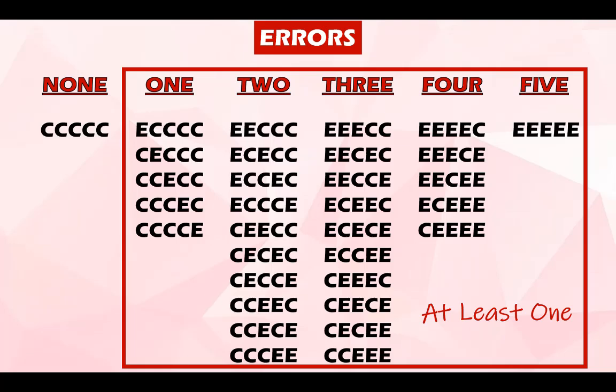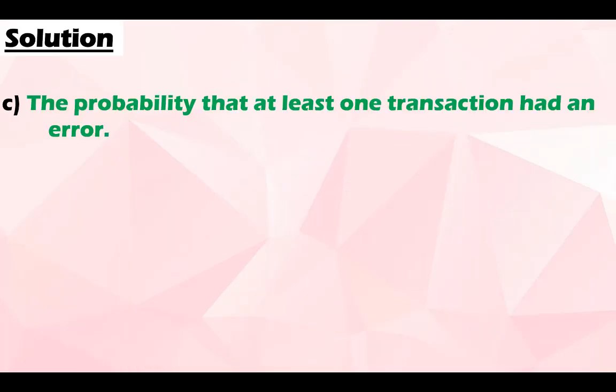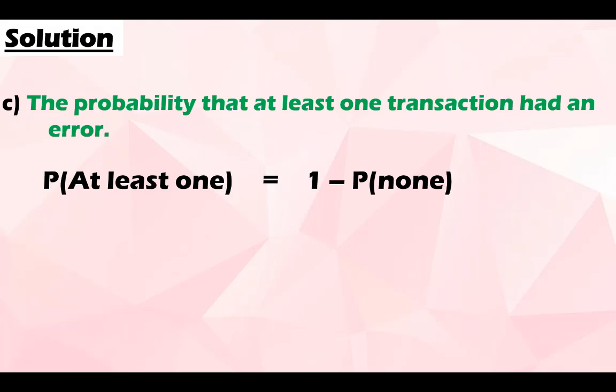And so complements say to find the values that add up in the box, we could just do 1 minus the probability of what's outside the box. So that means the probability that at least 1 had an error would be 1 minus the probability that none of the transactions had errors. Because none is what was outside the box, the 5 C's, the 5 corrects. And that's a value we already computed. We computed that value in part B.